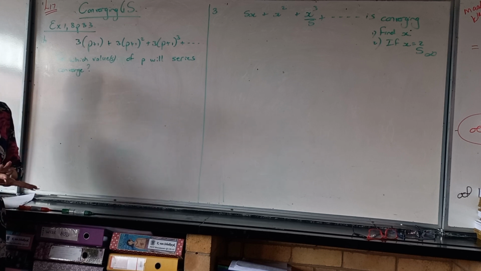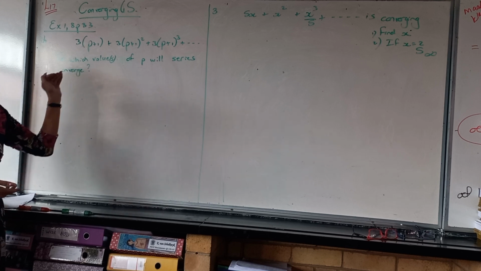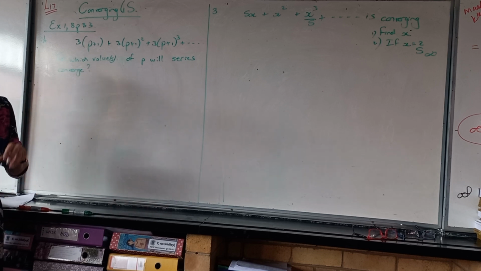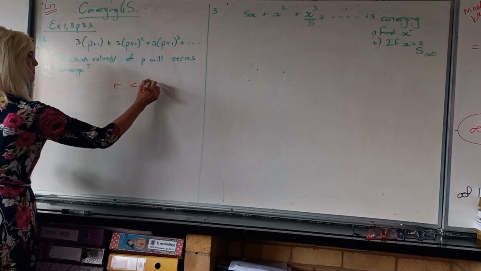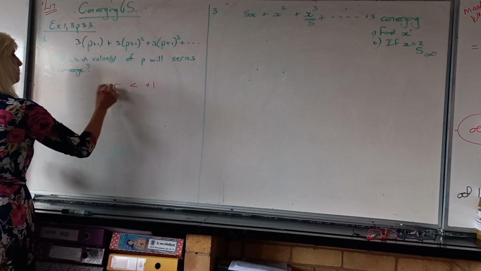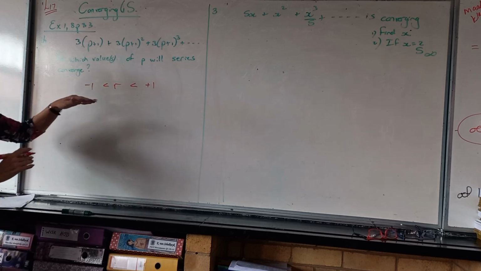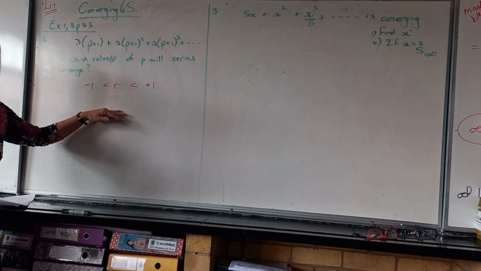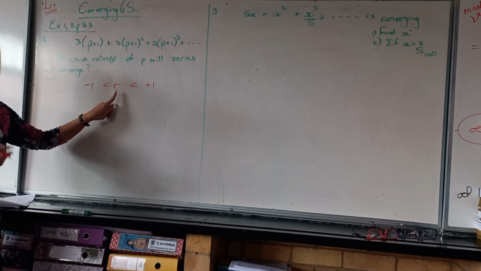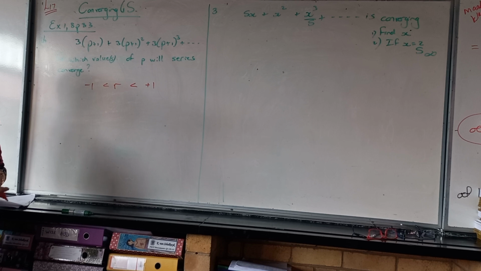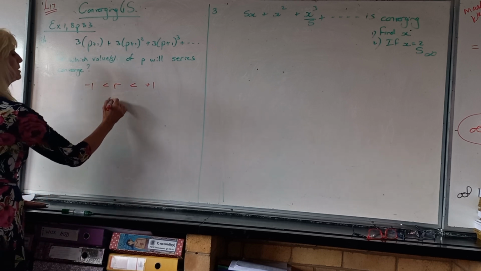The moment that you hear those words, it will converge or it does converge, you must know what? R is bigger than negative 1, smaller than 1. Right. Is that with the mark? Yes. You must first give me the R. And the R is what? 3 brackets P plus 1. Only P plus 1.